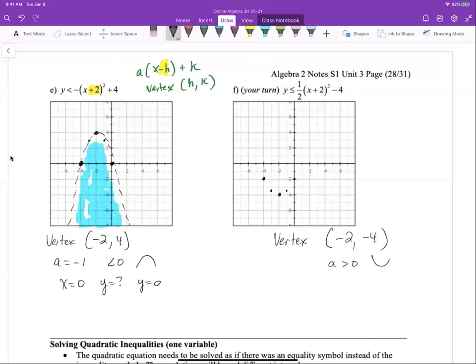Okay. I could have also found what is y when x is equal to 0? Well, 0 plus 2 is 2. 2 squared is 4. Half of 4 is 2. 2 minus 4 is -2. And sure enough, there's my y-intercept. It has an equality, so we will have a solid line, and we will get something that looks like this. And it is less than or equal to, so we will shade below the curve.